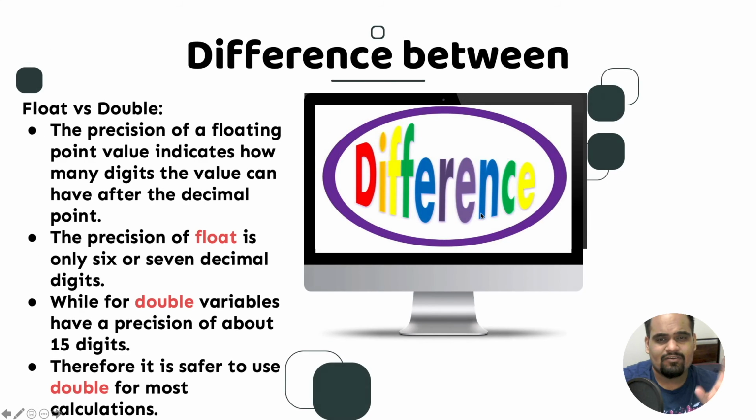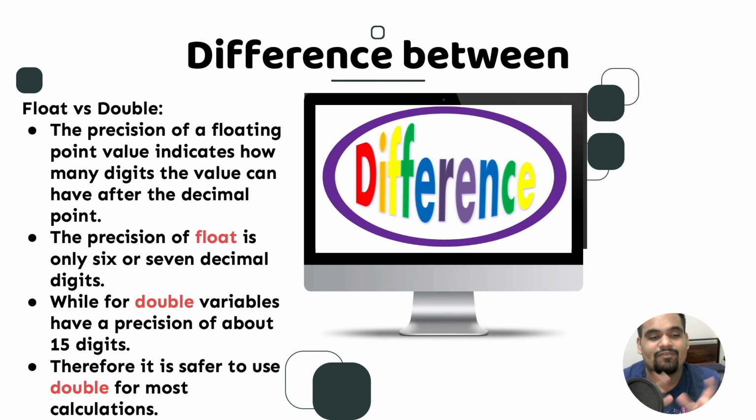So let's talk about the differences, float versus double. The precision of a floating point value indicates how many digits there are. When you talk about precision, it means how many decimal points there are. The precision of float is only 6 or 7 decimals, whereas for double you have it up to 15 digits. That's one of the most important things that makes double special.